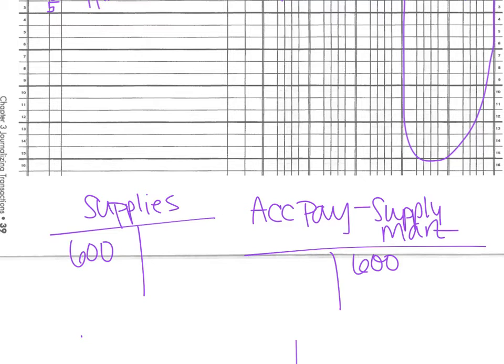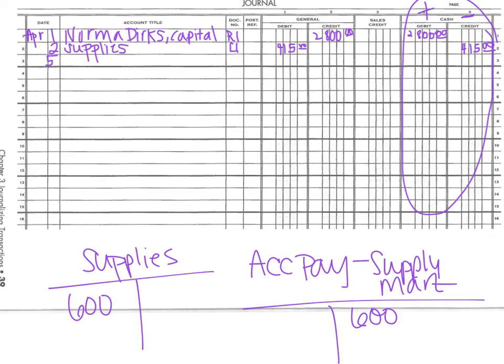So let's go ahead and record this in the journal. Whenever you have two accounts and you don't have a column for them, so we don't have an accounts payable column and I don't have a supplies column, they're just going to go in general. And you always want to write the debit first. So I'm going to write supplies first since that's the account that was debited. And then accounts payable, I'm just going to abbreviate, dash Supply Mart under that.